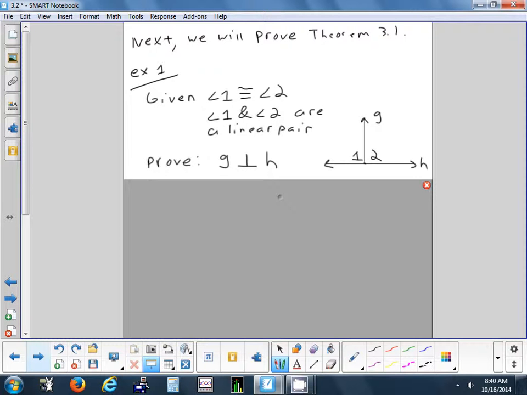Okay, so it's theorem 3.1. You're given a couple things here. Angles 1 and 2 are congruent, and angles 1 and 2 are a linear pair. Okay, so we might have to think back and remember exactly what it means to be a linear pair, or a fact that comes directly from that. I want you to prove G and H are perpendicular.